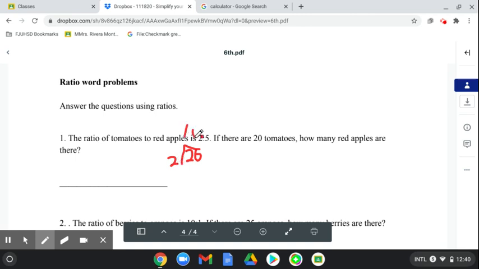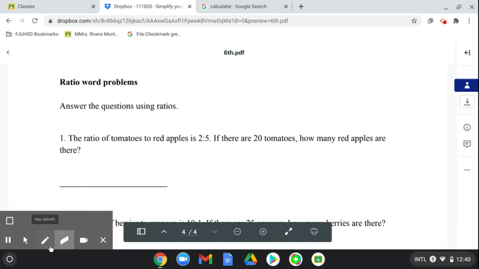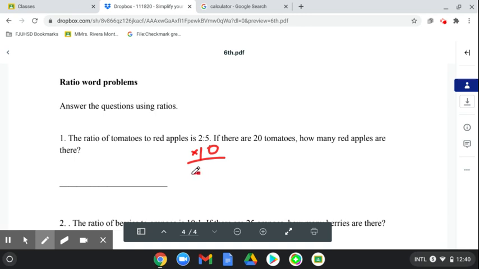All right. And so now you take this 10 that you got and you multiply it by the second half of the ratio, which in this case is a 5. So you multiply 5 by 10 and then you get 50, okay? And so if there are 20 tomatoes, how many red apples are there? There are 50 red apples, okay? Because 20 to 50 has the same ratio as 2 to 5. You just multiply both by 10.